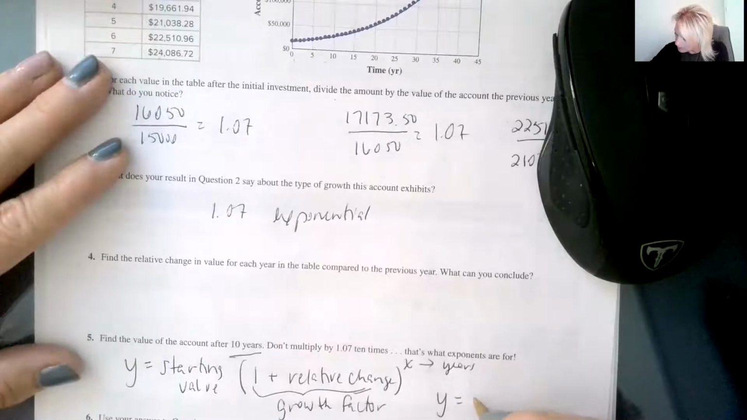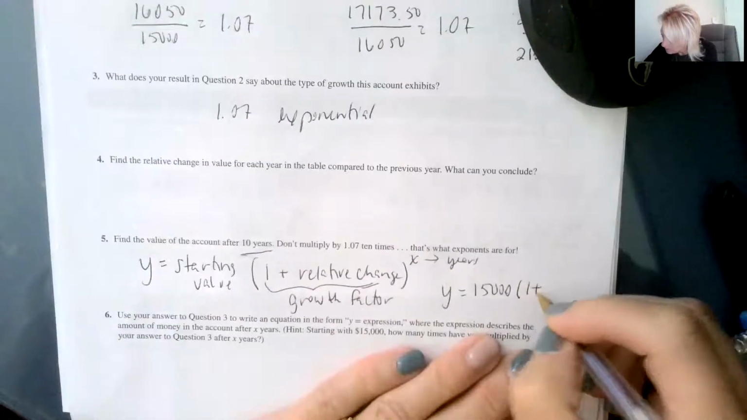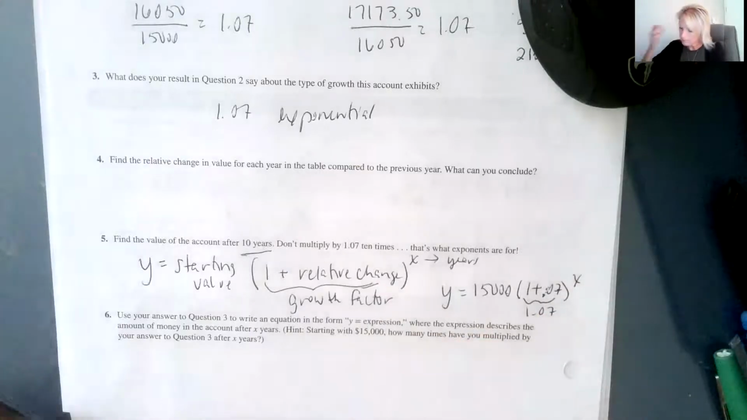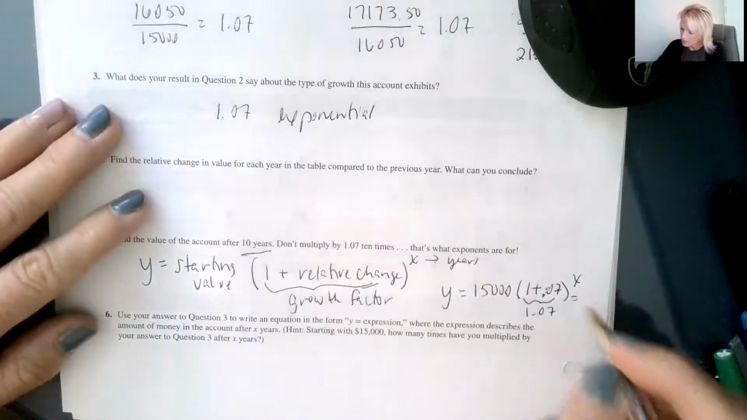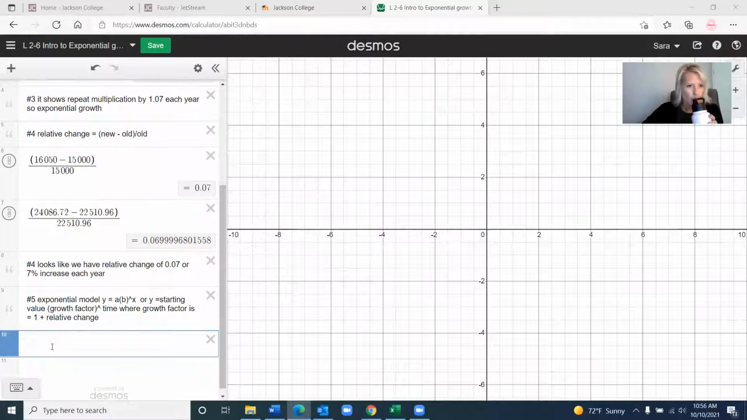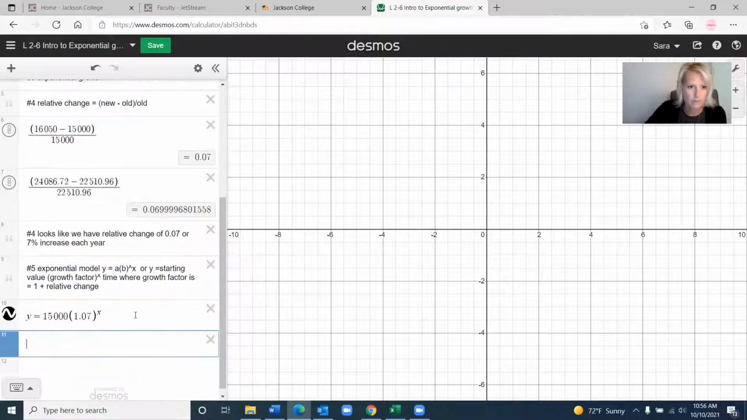So we should have y equals, our starting value was the 15,000 times 1 plus 0.07. That's our relative change. So 1.07 to the x years. So let's find out what that is. And decimals. So y equals 15,000 times 1.07 to the x, and hit enter. That's our equation. So I'm going to put that down here.